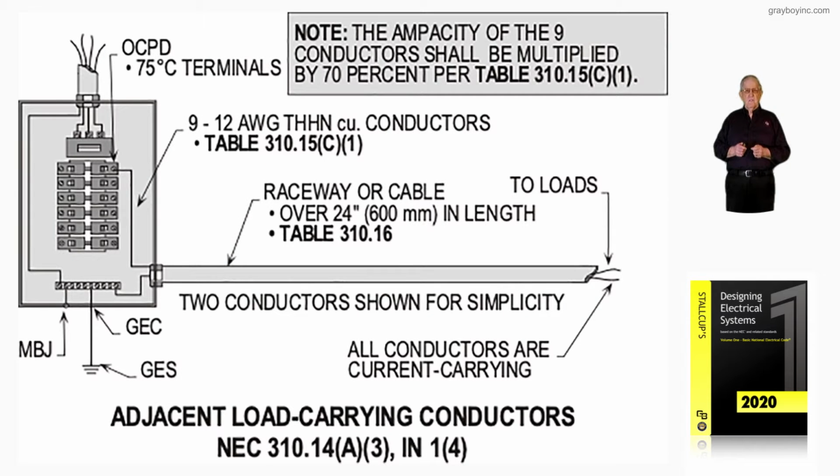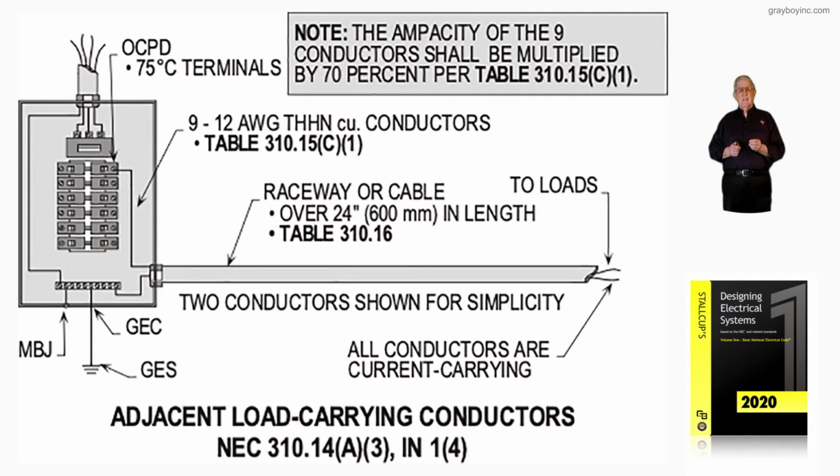Now this illustration is dealing with adjacent load-carrying conductors. What's happening here is adjustment factors for more than 3 current carrying conductors in a raceway in accordance with NEC 310.14(A)(3), Informational Note 1, Item Number 4. Now notice we have 9 number 12 THWN copper conductors in a raceway. So we have more than 3.